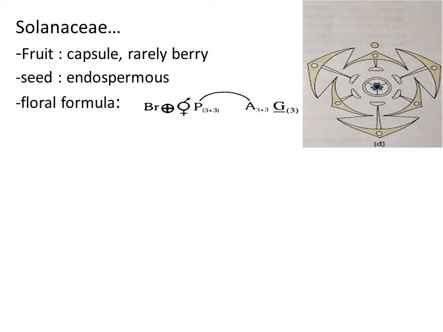So the symbol used for the perianth is P, and the number of tepals are 6. They are arranged in 2 whorls. So the outer whorl consists of 3 tepals and the inner whorl consists of 3 tepals. So we have to write 3 plus 3 in bracket.